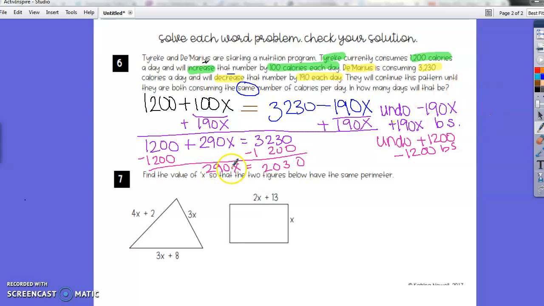Alright, so now x is still not by itself. We have that 290, so we need to undo the times 290. And so to do that, we will divide both sides by 290. And then 2,030 divided by 290 is 7. So we'll go ahead and pause the video, and if we plug 7 in for both of the x's, our sides should be equal.